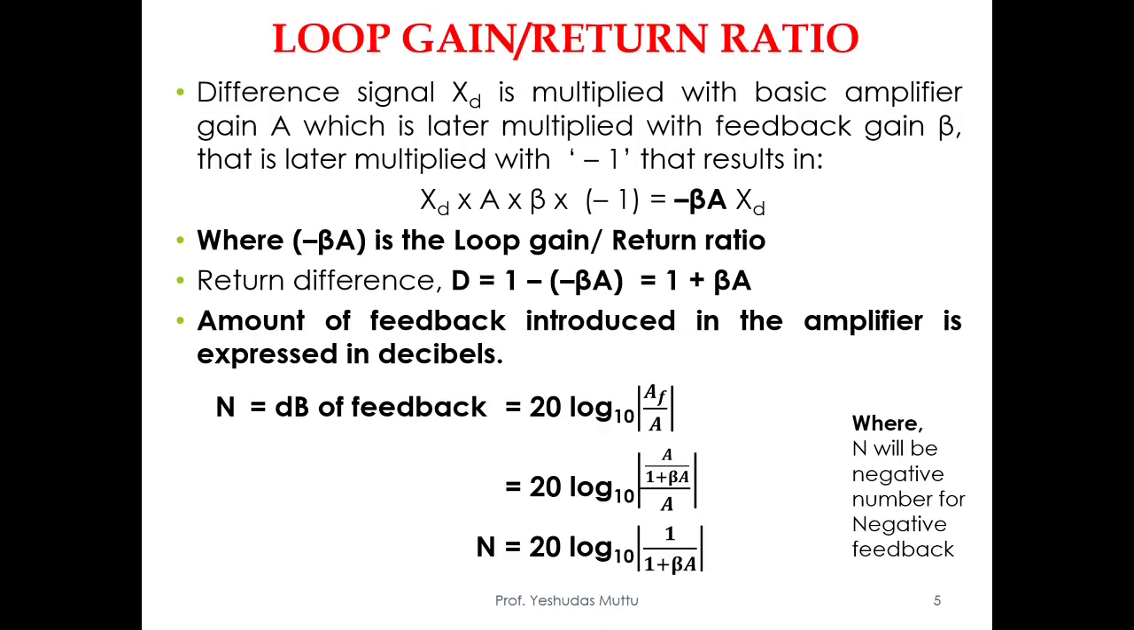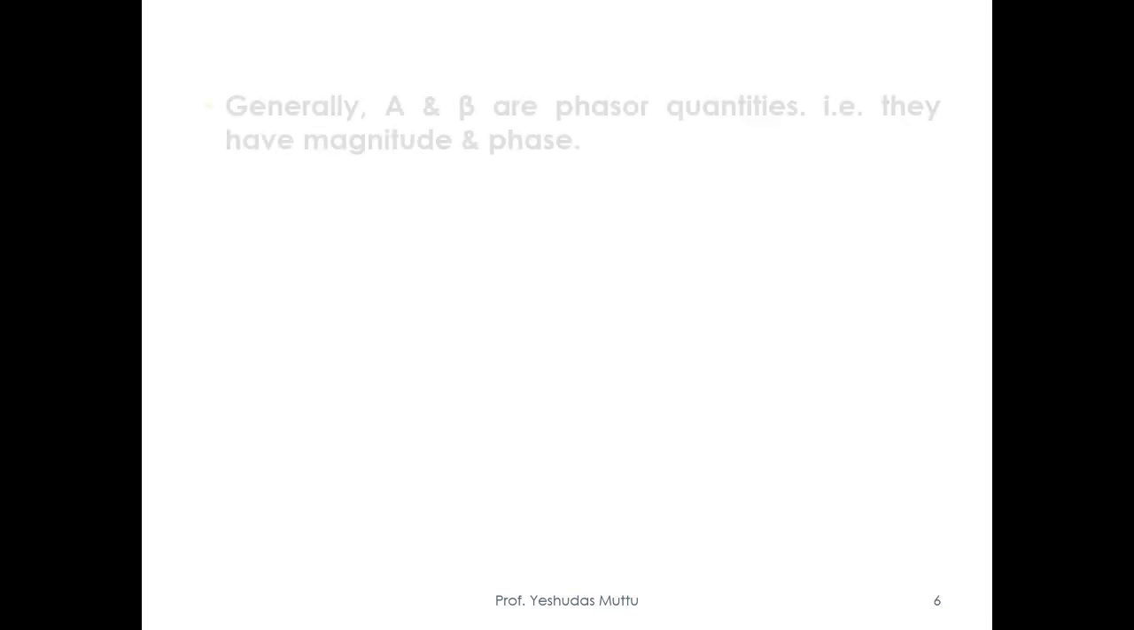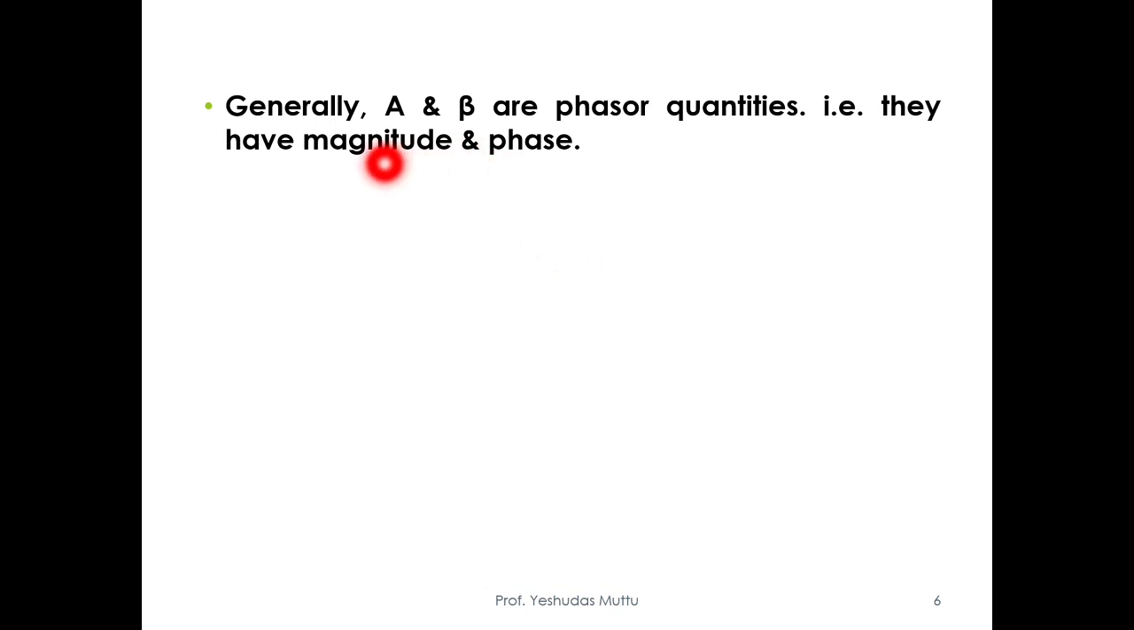Now, we have found something over here, right? We have got beta A in the denominator. So what is the significance of that beta A, that we are going to see now. A and beta are phasor quantities. Phasor quantities in the sense they have both magnitude and phase. When I say magnitude and phase, it is a number along with an angle.